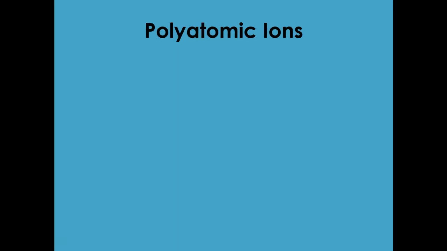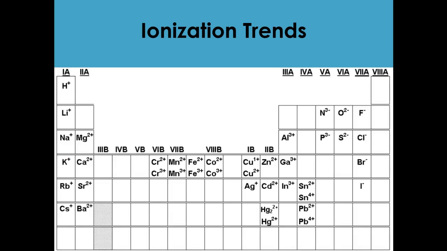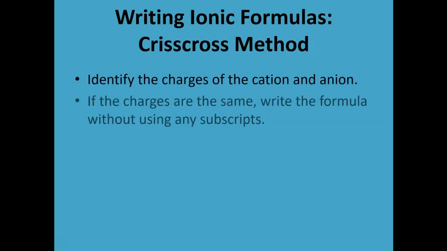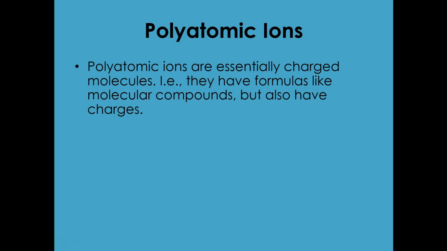Now, everything we've talked about so far has been with what are called monatomic ions. That is, regardless of what the charge is, +1, +2, +3, -1, -2, -3, that charge is associated with a single atom. And we can even go back to here and see that these charges, whether they are +1, +2, +3, -3, -2, -1, are associated with one single atom. A polyatomic ion has a charge associated with a group of atoms. So they're essentially charged molecules. They have formulas like molecular compounds, but they also have charges.